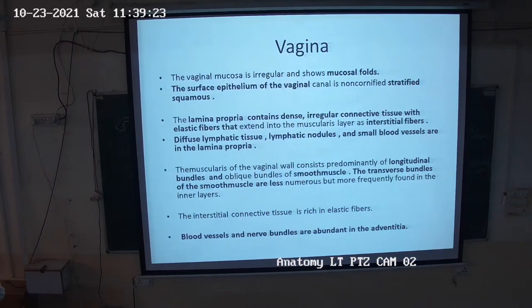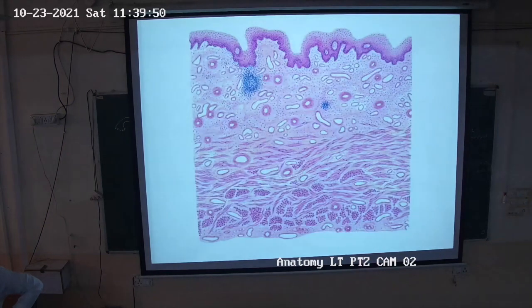Now the vagina has muscular folds here. The layers are mucosa, lamina propria, muscular layer and the adventitia. Epithelium of the vagina is non-keratinized stratified squamous epithelium. Then the lamina propria contains connective tissue, elastic fibers, and so on. Then the muscularis wall has an inner circular and an outer longitudinal layer, and the outermost layer is the adventitia.